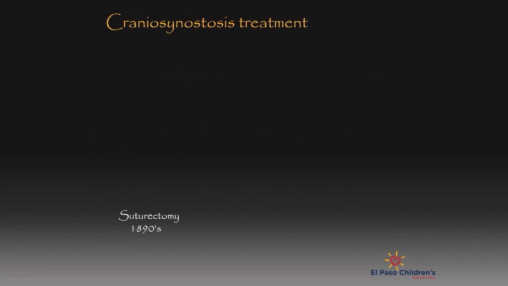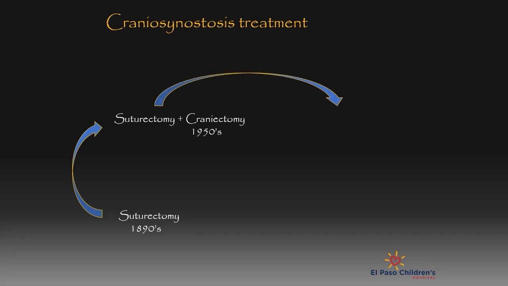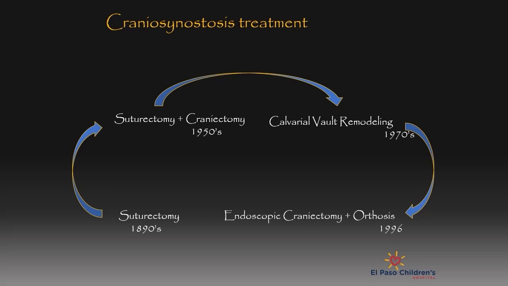The modern surgical treatment of craniosynostosis began in the 1890s with simple suturectomies. These were modified in the 1950s with the addition of larger craniectomies. In the 1970s, the concept of calvarial vault remodeling was advanced by the development of craniofacial surgery. In the 1990s, we conceptualized, developed, and introduced the minimally invasive endoscopic craniectomy technique, followed by calvarial orthotic therapy.